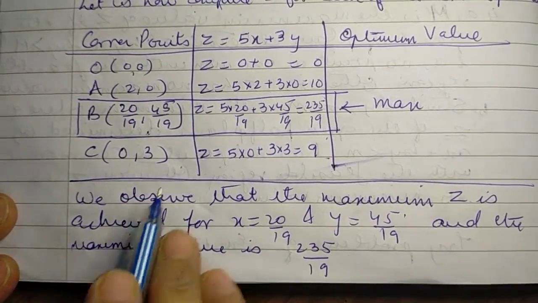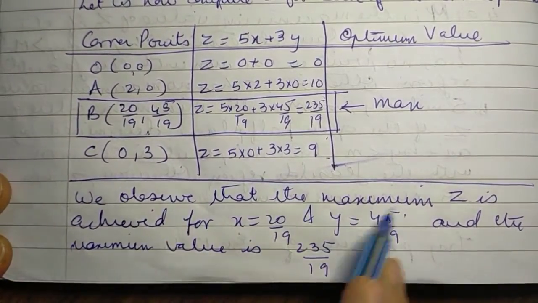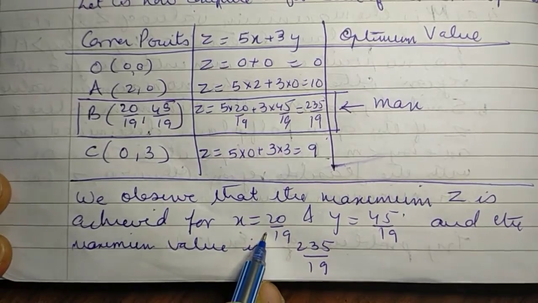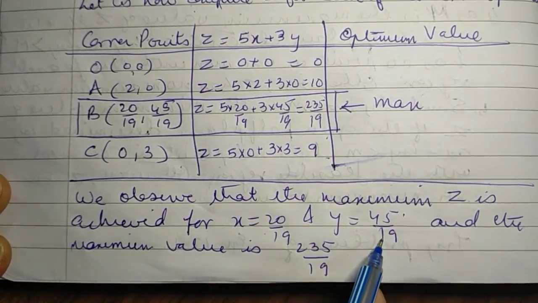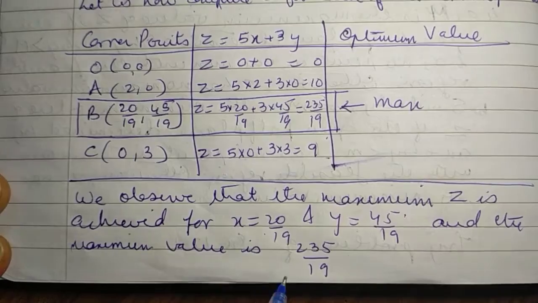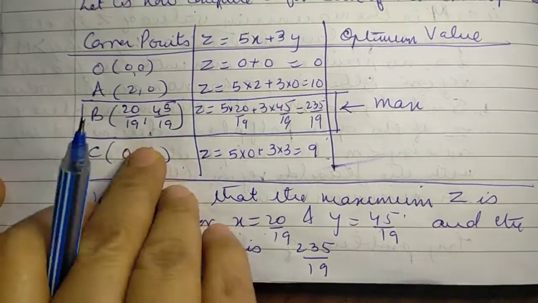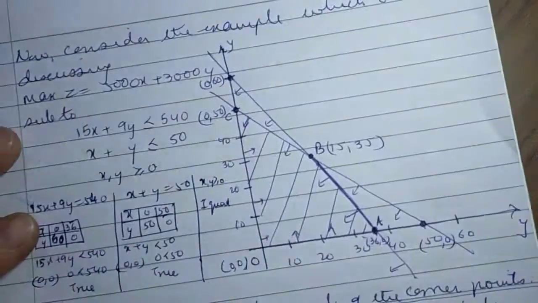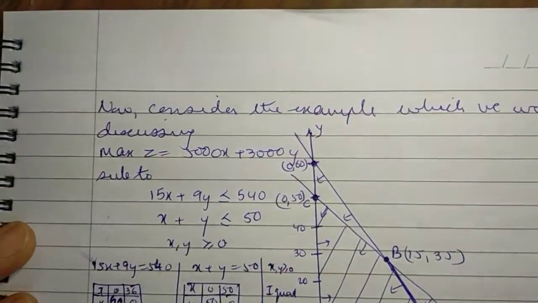So that is what we report: the maximum z is achieved for x equal to 20 by 19 and y equal to 45 by 19, and the maximum value is 235 by 19. So this way we can do all the problems which are related to this.